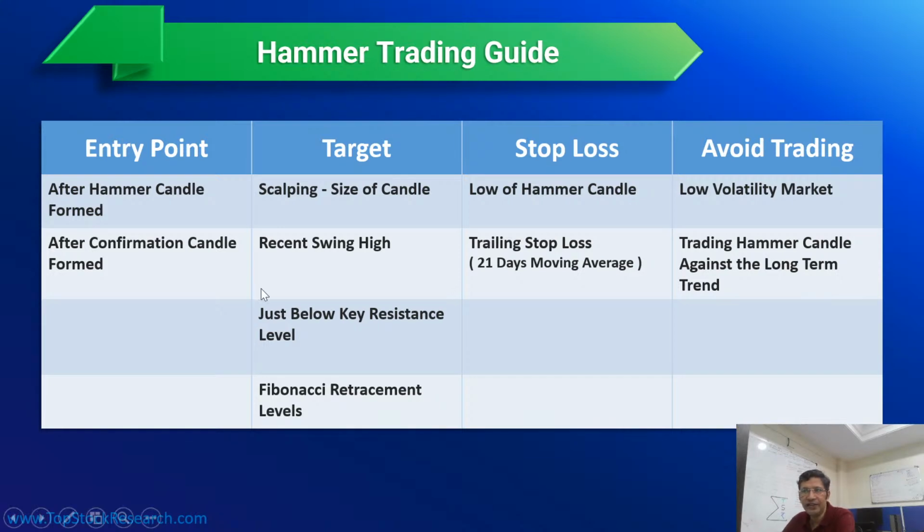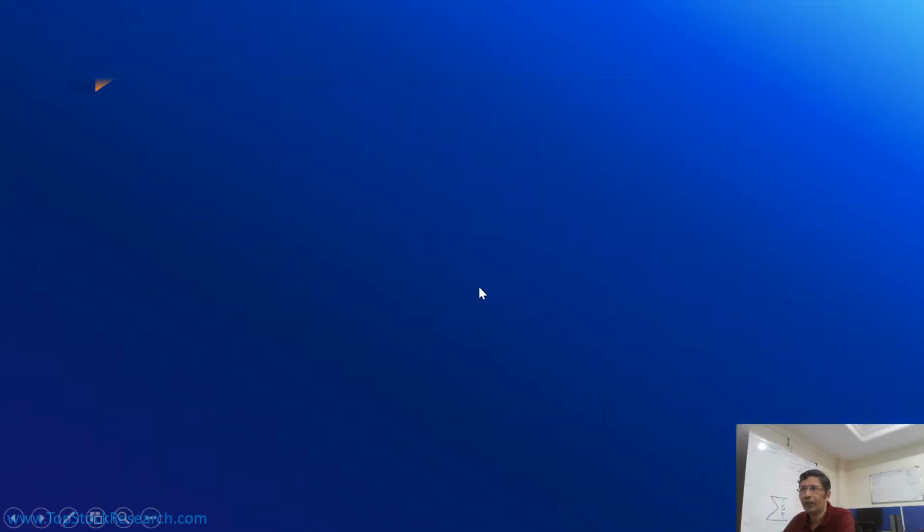Some of the important targets can be swing highs, key resistance levels, right? Or retracement levels, Fibonacci or Gann, whichever you use, right? So that will be a good trading guide for the hammer, right?